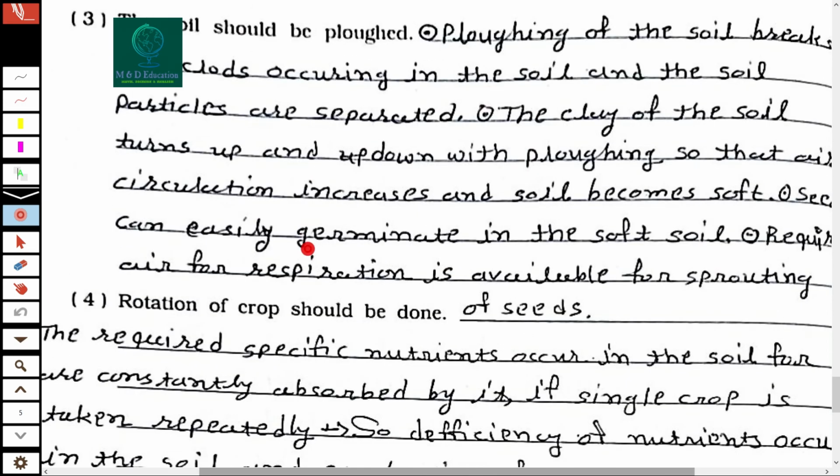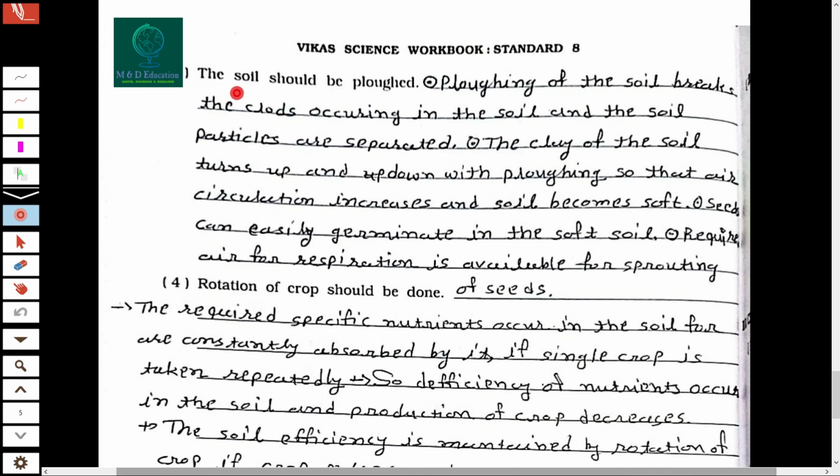Now the third one is, the soil should be plowed. So plowing breaks the clods occurring in the soil and the soil particles are separated. The clay of the soil turns up and down with plowing so that air circulation increases and the soil becomes soft. Now the next point is, seeds can easily germinate in the soft soil and the air required for respiration is available for sprouting of seeds.